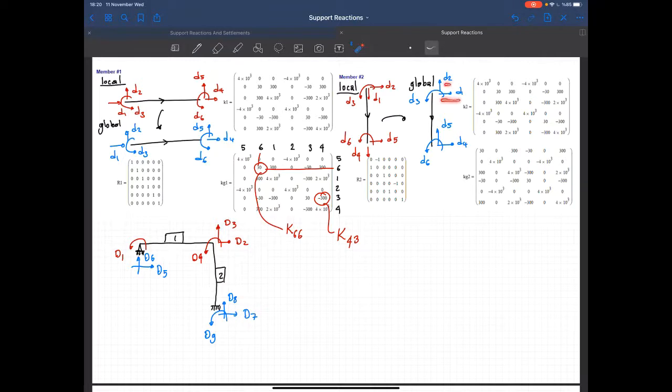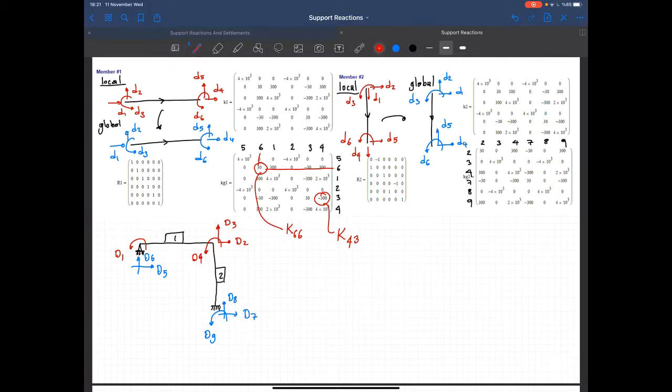So 1, 2, 3 corresponds to 2, 3, and 4 in the structure. So I'm writing 2, 3 and 4 here. Again 4, 5, 6 corresponds to 7, 8 and 9. So I have 7, 8 and 9.